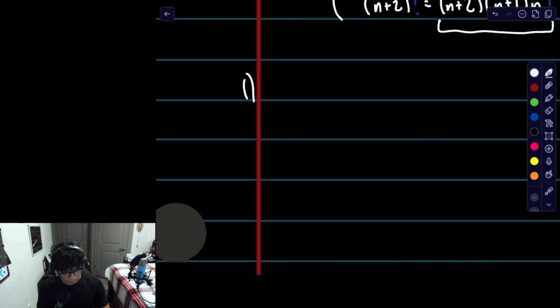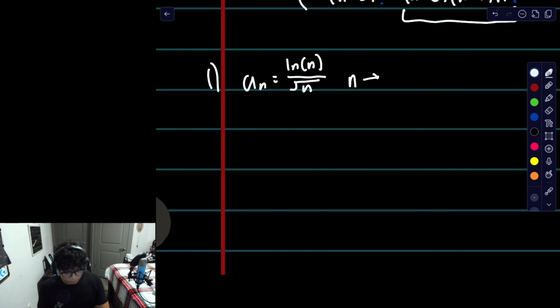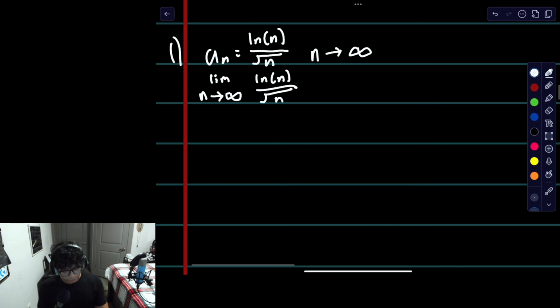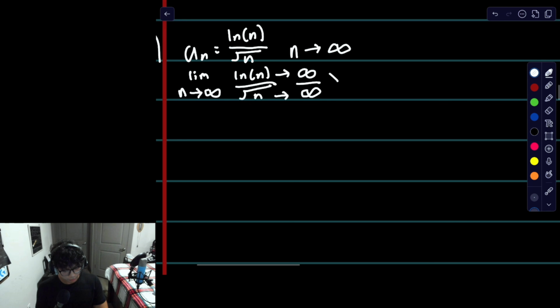So let's let our first sequence be a of n equals the natural logarithm of n over the square root of n. And let's set n to go to infinity. So again, we're using limits. So let's let our limit go from n to infinity of our natural logarithm of n over the square root of n. Now, if you notice, if you plug in your n, this becomes infinity over infinity, which is an indeterminate form. So we can use L'Hopital's rule.